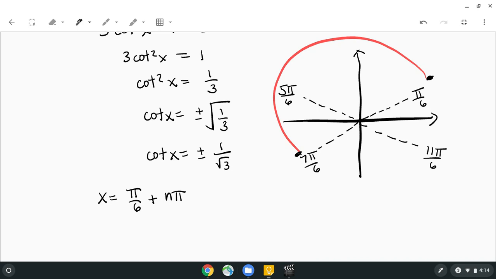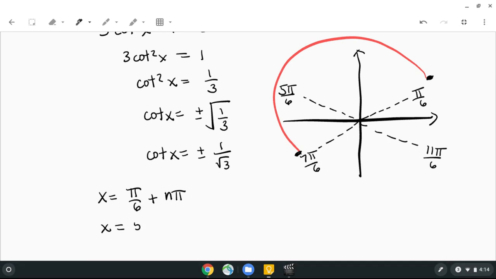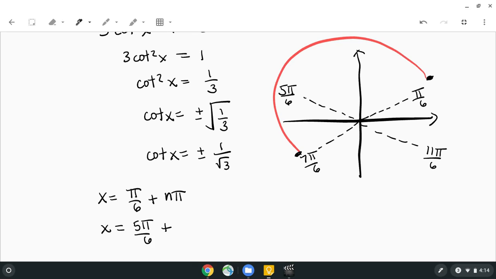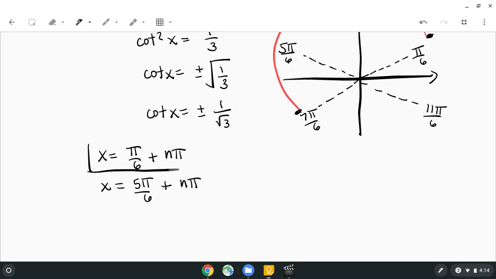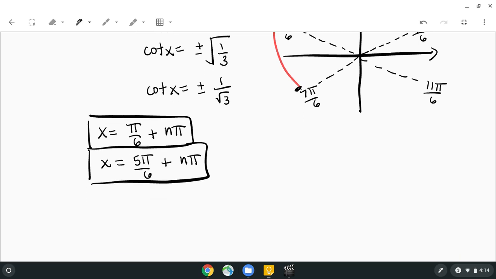Okay, and the same thing can be done with 5 pi over 6. Okay, we can see 5 pi over 6 and 11 pi over 6 are 180 degrees apart, or pi apart. Okay, so we can do the same thing here. So we get these two here.